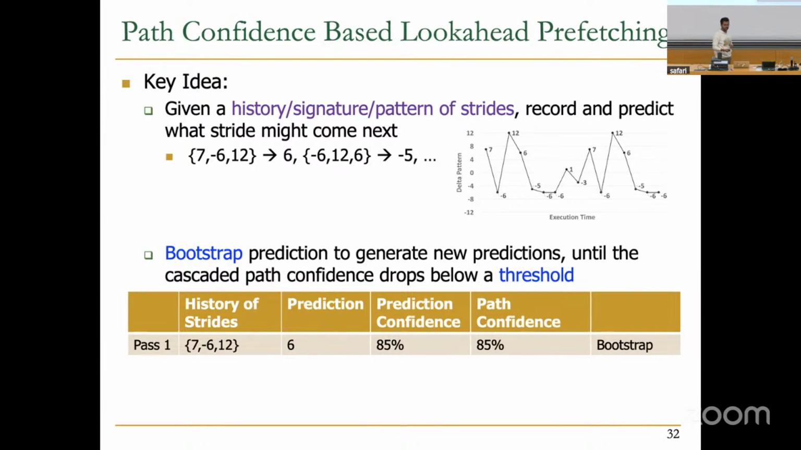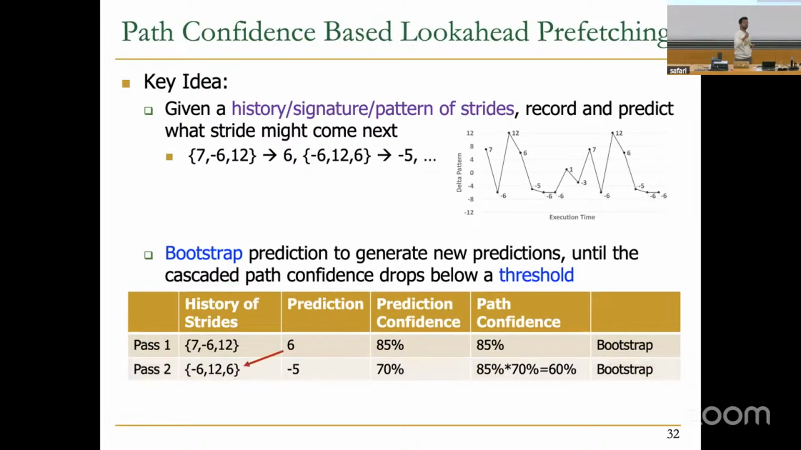How can you go ahead in the stream? You can use 6, the predicted value, as if it had actually occurred. So you bootstrap. If you had 7, -6, 12 as the previous history, and you add 6 as the current, what becomes the current history? It's a sliding window, right? So that becomes -6, 12, and 6. You look up the table and ask, if that's the pattern, what would be the next delta? The next delta is -5. So you say, okay, I'm going to issue the prefetch request for this also.